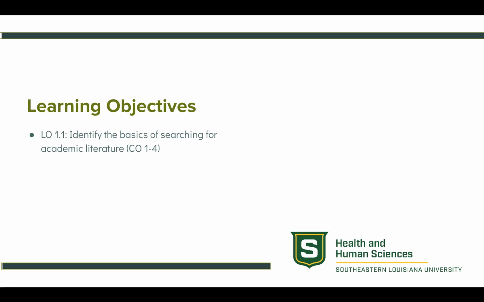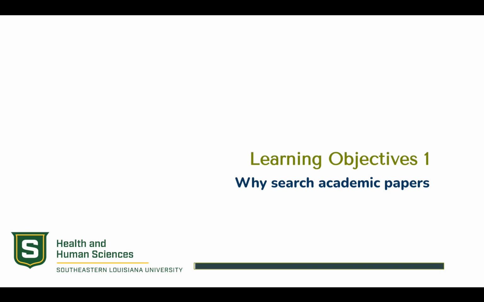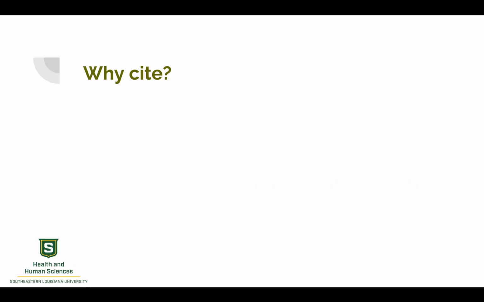The first objective is to identify the basics of searching for academic literature, identifying databases that you could use, and identifying key elements to orally citing academic evidence. Starting with objective one, we have to answer the question: why are we citing? Why is it important to cite?